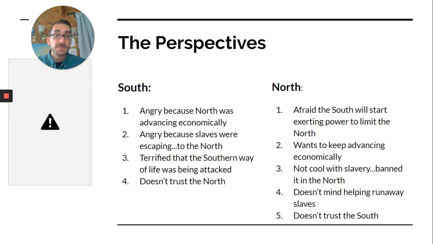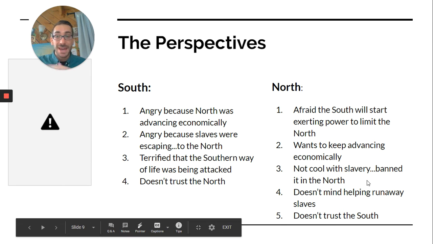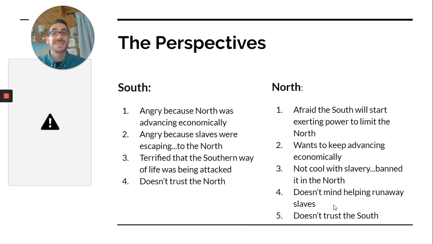The North wants to keep advancing economically. If they're doing well, you want to keep doing well. The North is also not cool with slavery. They banned slavery in the North, so they don't like the institution. And the North doesn't mind helping runaway slaves. A lot of abolitionists, in Florence, Massachusetts, and in different parts of northern states, were aiding slaves who were running away from their plantations to get to either the North or to Canada.